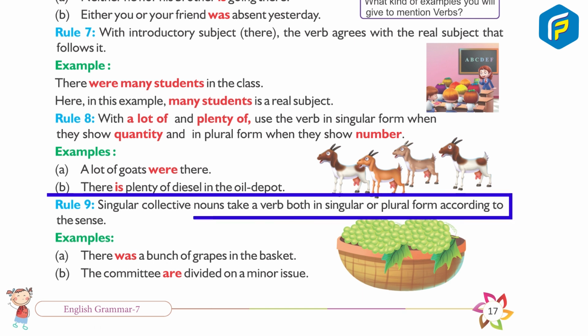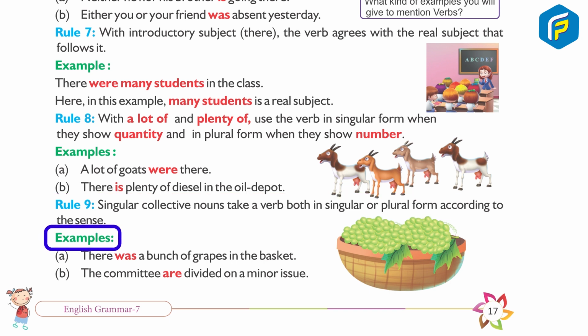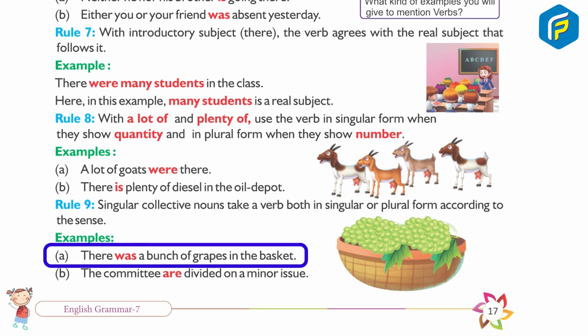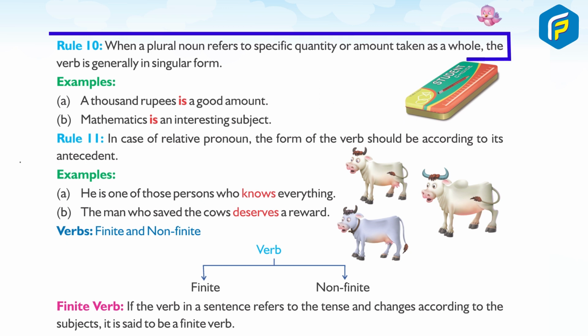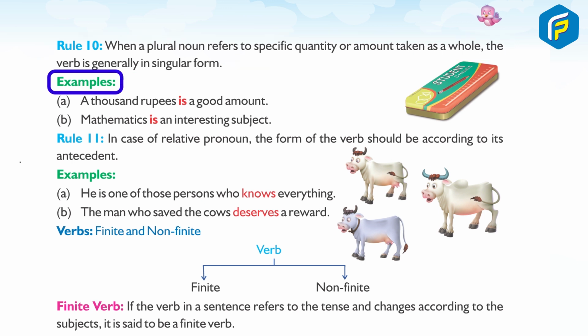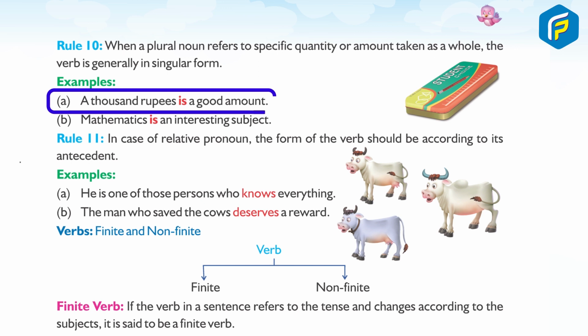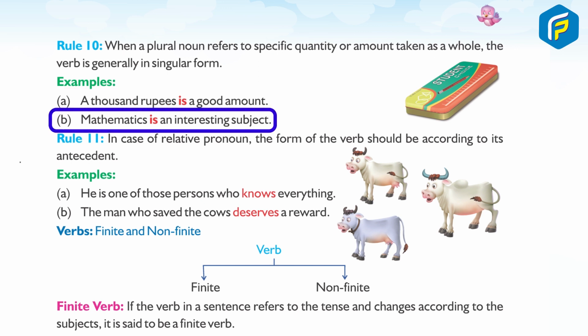Rule 9. A singular collective noun takes a verb in either singular or plural form according to the sense. Examples: A. There was a bunch of grapes in the basket. B. The committee were divided on a minor issue. Rule 10. When a plural noun refers to a specific quantity or amount taken as a whole, the verb is generally in singular form. Examples: A. 1,000 rupees is a good amount. B. Mathematics is an interesting subject.